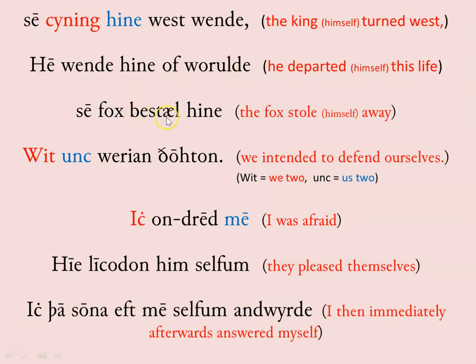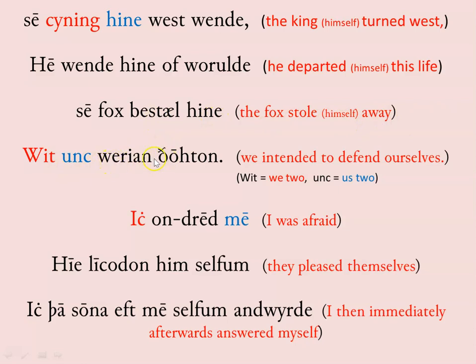Se fox besæt hine. Now, here it's often useful to note it's really a compound word, be-sæt. Se fox besæt hine. The fox stole himself away.